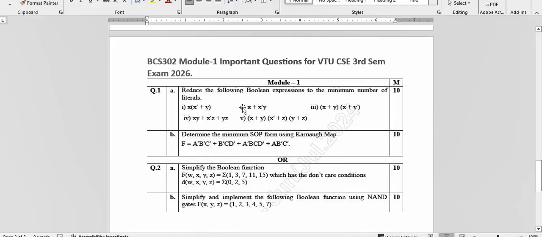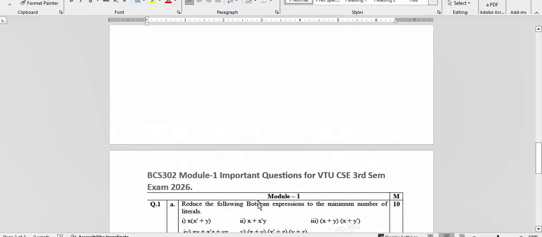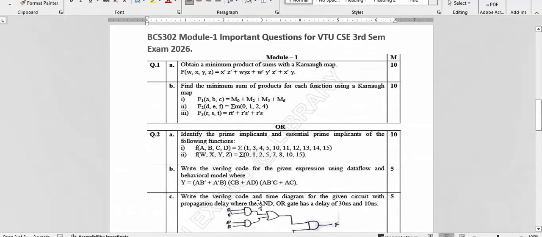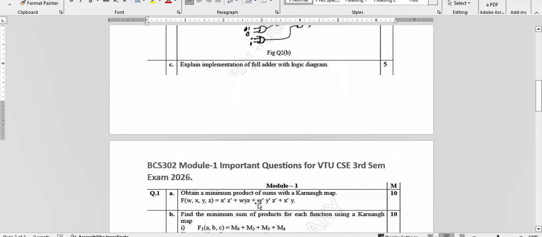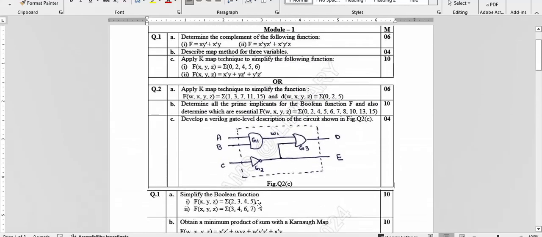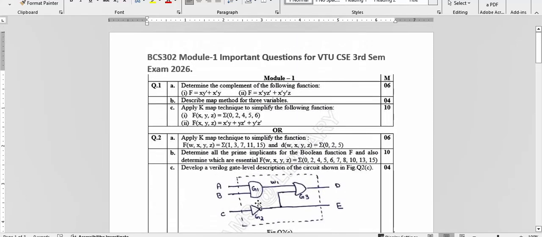So these are the questions. Okay, I have gathered these questions from previous year question papers. I have gone through 4 question papers without missing a single question. If you try to go through this and solve this, okay, you are definitely going to pass this exam. Okay, so this video was only about module 1.